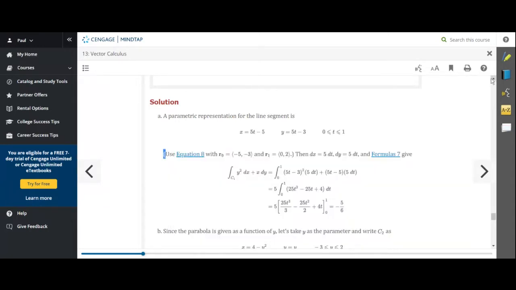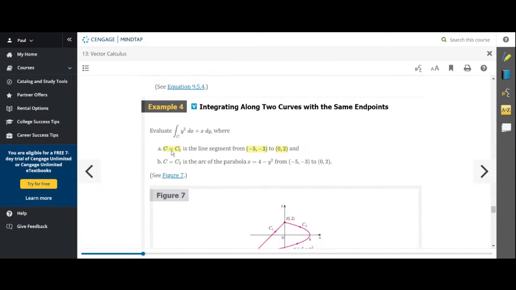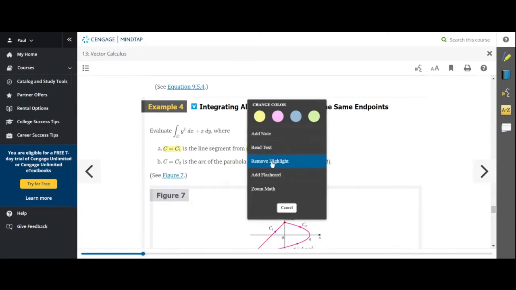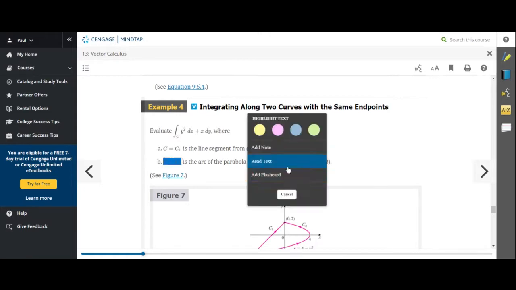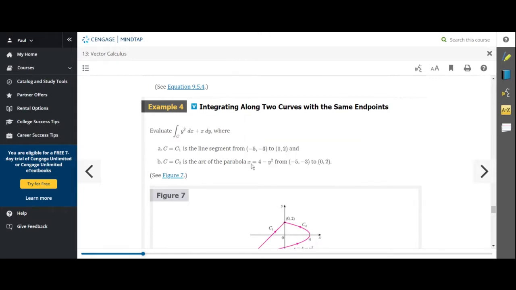The next part of the problem says, let's look at this second path, C equals C2. Sometimes it lets me do some things, sometimes it lets me do other things. But we're going to go on to part B now of this example 4.